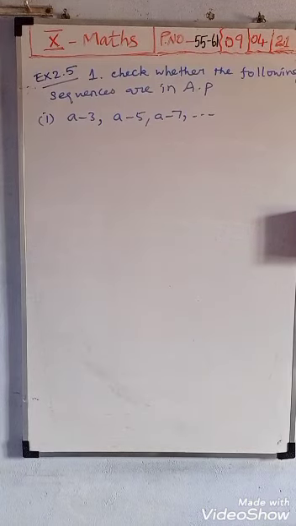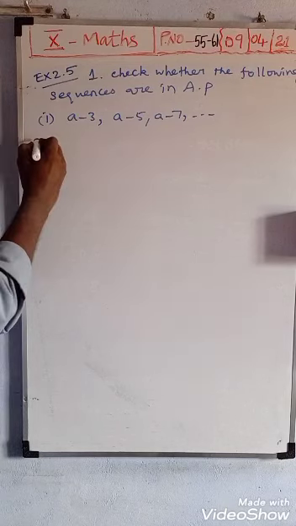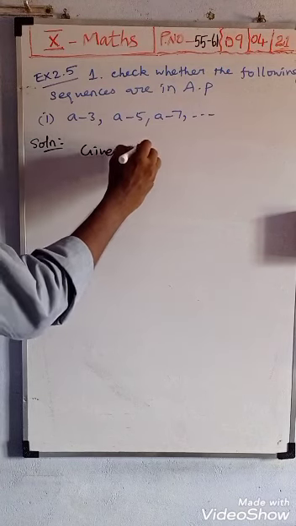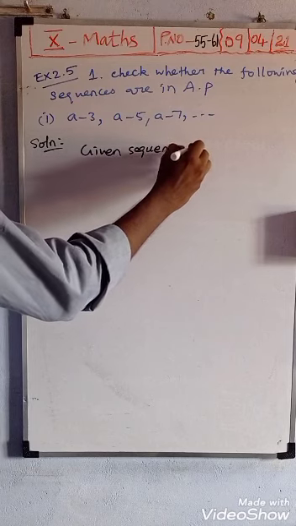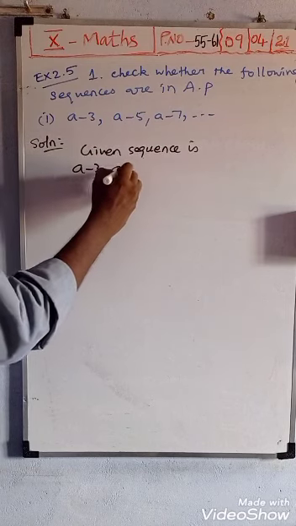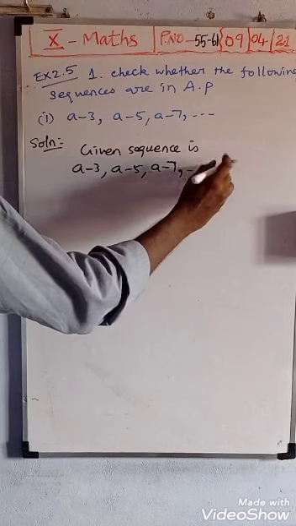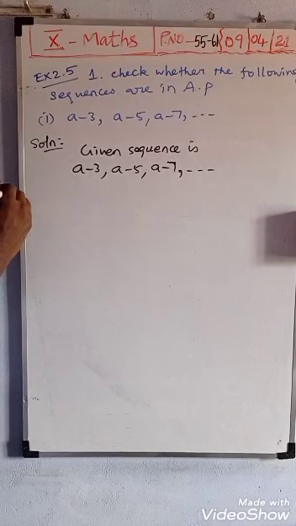See exercise problem, exercise 2.5, first problem. Check whether the following sequences are in AP or not. Actually, we want to check AP or not. So one of the sequences is given. Solution, you see, the given sequence is a minus 3, a minus 5, a minus 7. Only 3 terms are given, up to etc. Check whether it is an AP or not.